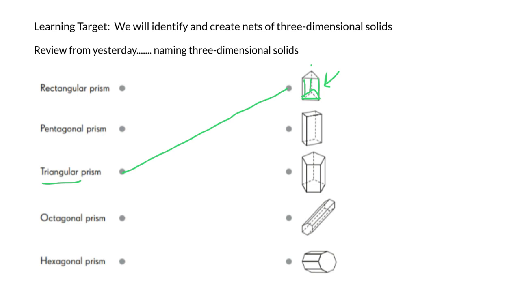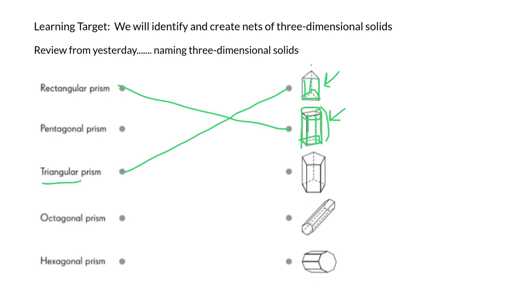Okay, now we're going to go ahead and look at this shape. Again, I see that the base of this is a rectangle and that the sides are also rectangular. And the top is the same shape as the base, meaning this again is a prism, a rectangular prism. So I'm going to match those two, that solid with its name.